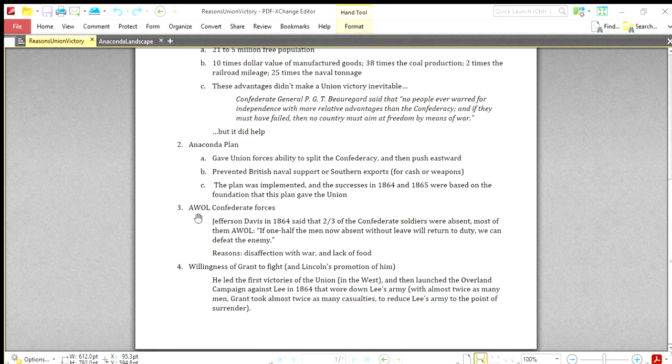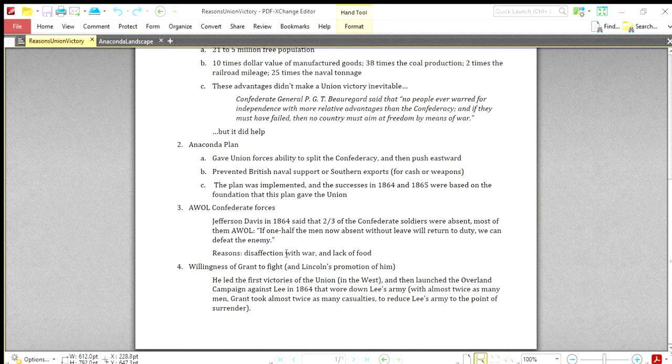AWOL is a military term that means absent without leave. Now, you don't have to take my word on this one. You can listen to Confederate President Jefferson Davis. In 1864, he said 2/3 of the Confederate forces were absent from their army, and his quote, "If 1/2 the men now absent without leave will return to duty, we can defeat the enemy."